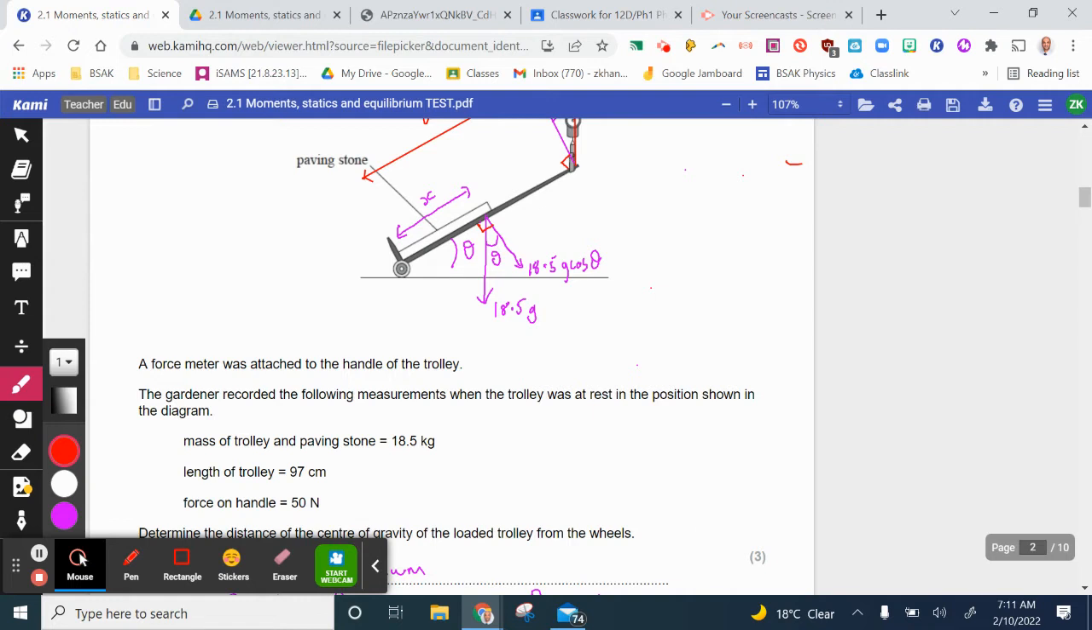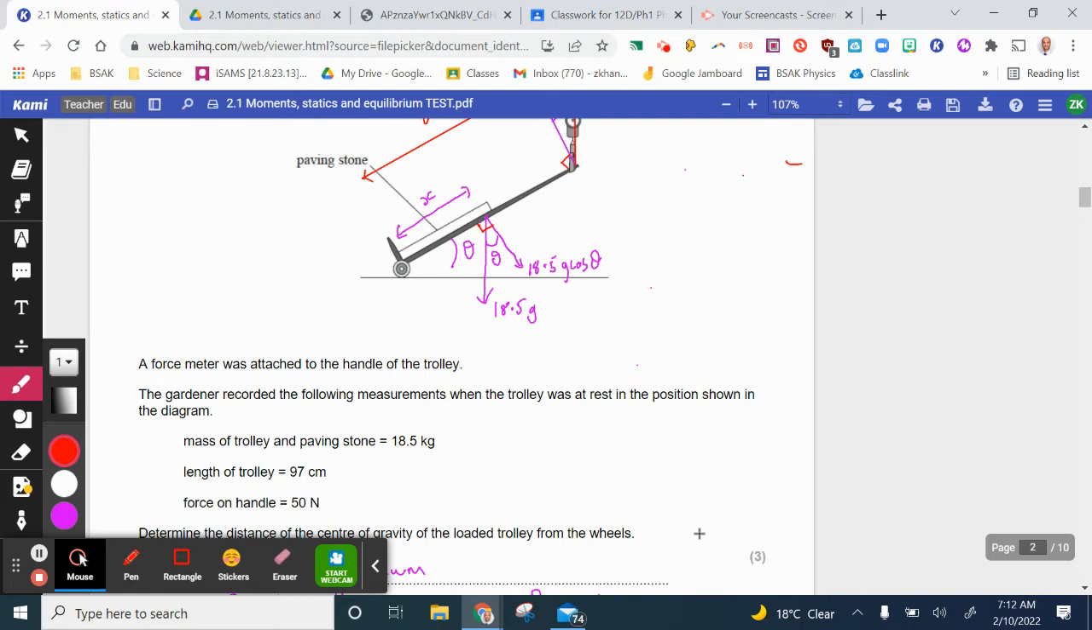Now, when we look at moments, the force and the distance from the pivot must be perpendicular. So if this distance to the center of mass is called x, then the force that we are looking for is in this direction here, which is where x and that are 90 degrees. As we can see, 18.5 times 9.81, that's the weight. It acts vertically downwards. That's not perpendicular to this distance here. So therefore, we find this component, which is 18.5 g cos theta.